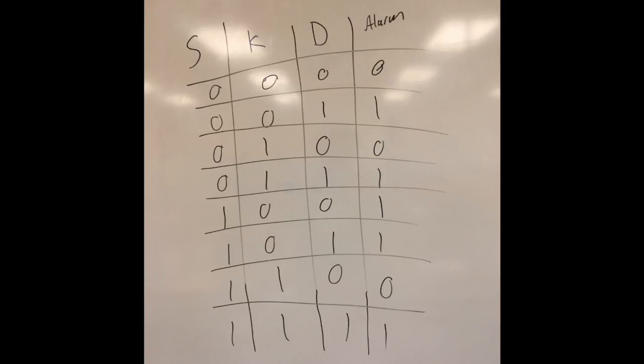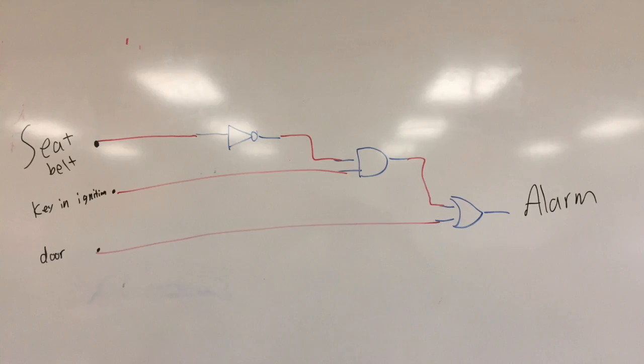From this truth table, we can see that the alarm will go off whenever the seatbelt is not buckled and the key is in ignition or the door is open. From this truth table, we can create our circuit. As you can see in the circuit, we use one of each type of gate. The inverter gate creates the seatbelt not buckled. The AND gate creates the key in ignition, seatbelt not buckled. The OR gate creates the key in the ignition and the seatbelt not buckled or the door open.